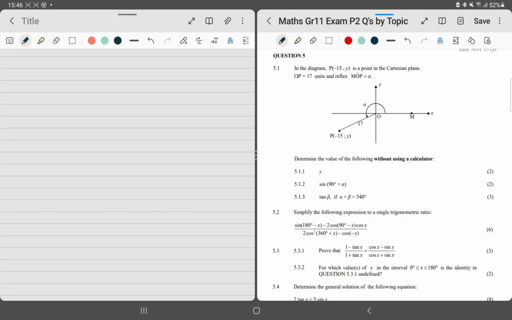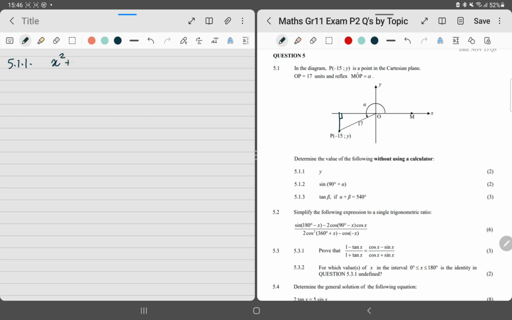At this question, so we have a right angle triangle. In the diagram, P(-15; y) is a point on a Cartesian plane. OP is 17 units and reflex angle MOP is equal to alpha. 5.1.1. Determine the value of the following without using a calculator.